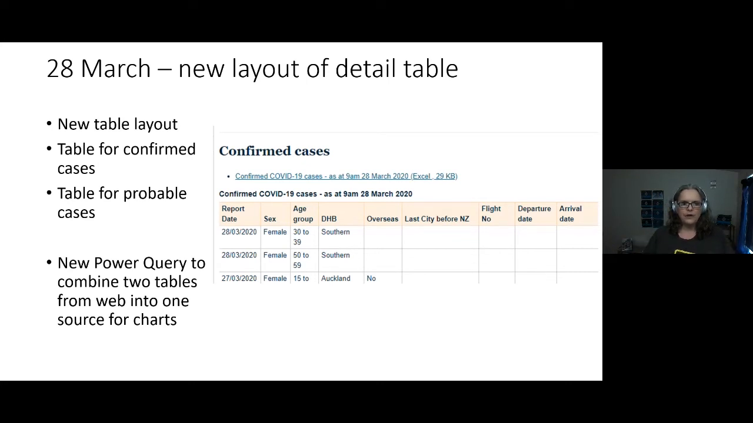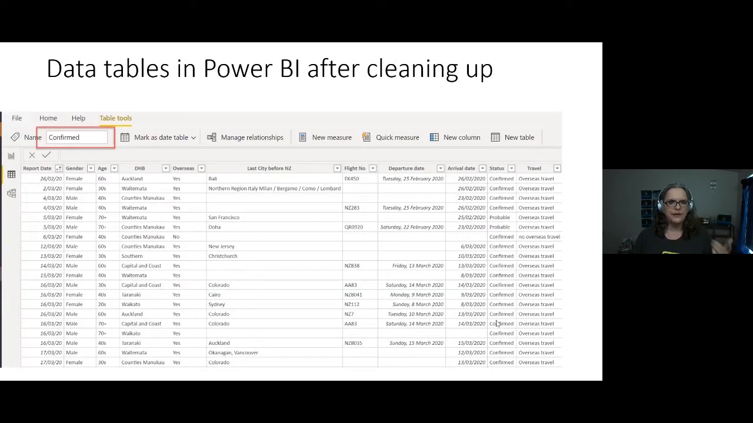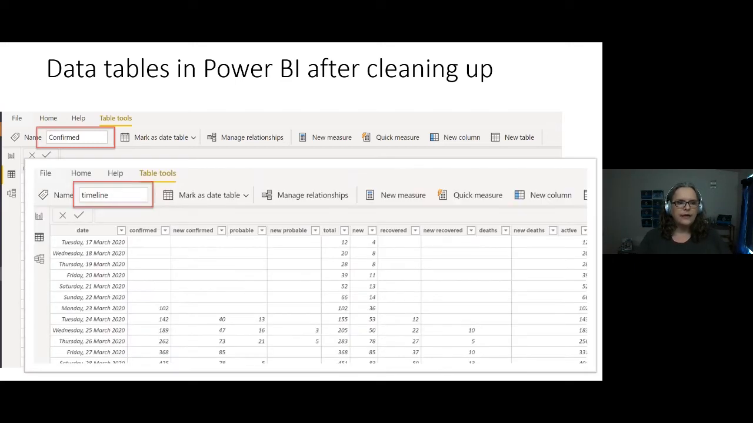So I load the first table, add a column for status equals confirmed, and load the second table, add a column for status equals probable, and then I append the two to the confirmed. So the table that I called confirmed now contains confirmed and probable cases. And when I talk about the confirmed table from now on, it means it contains the confirmed and the probable cases. And here is what it looks like in Power BI in the query editor, where I have the report date, gender, age, DHB, whether or not it's overseas related, and all these other details. I also have a table called timeline that I have in Excel online, as I explained before, and these are the only two tables that I need to build this dashboard.